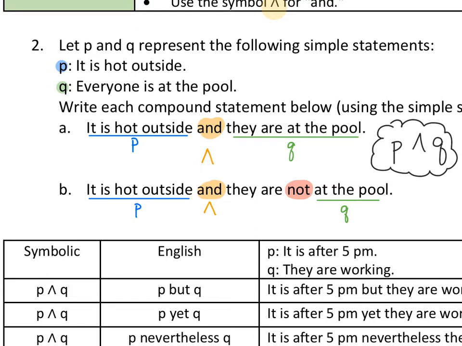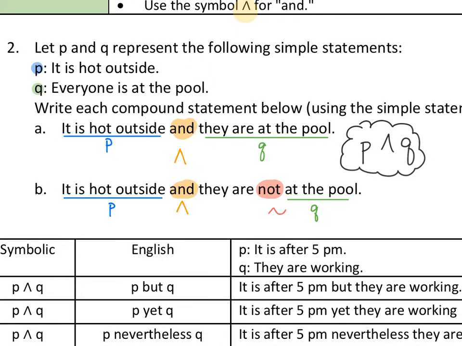In this second statement, it is hot outside. Again, that's our P. I see the word and, so we use our symbol for that conjunction. They are not at the pool. What symbol do we use for not? When we see the word not, or the opposite of a certain statement, we use that little squiggly tilde line. That means not. So our final statement would be P and not Q. So it's taking a compound statement and breaking it up in terms of its symbols.